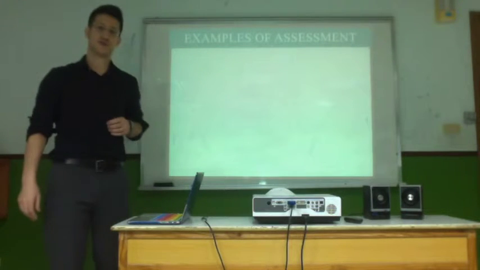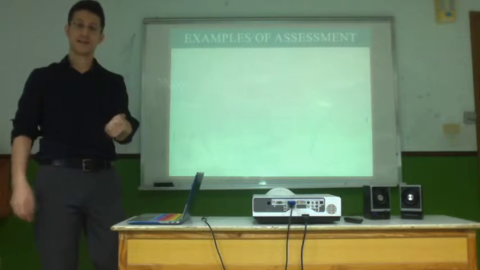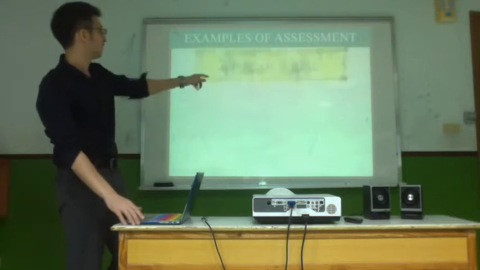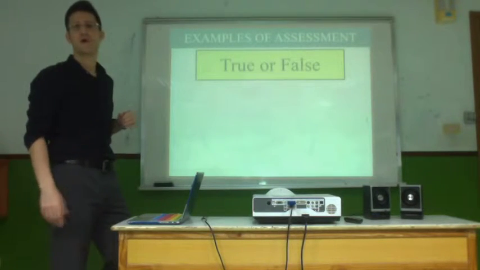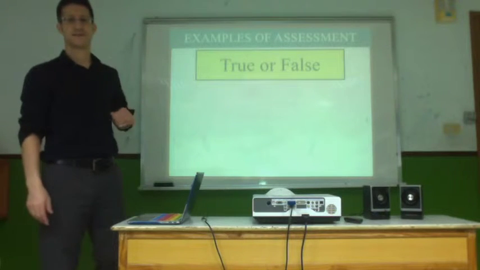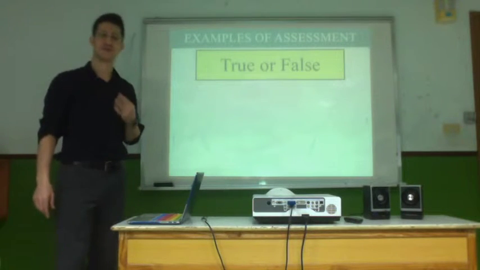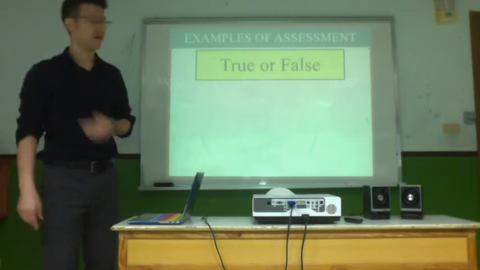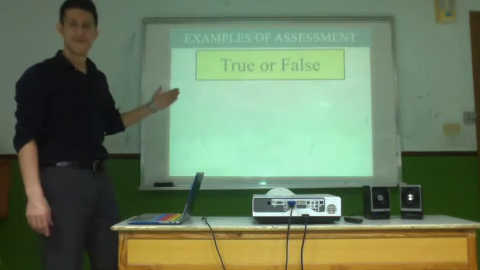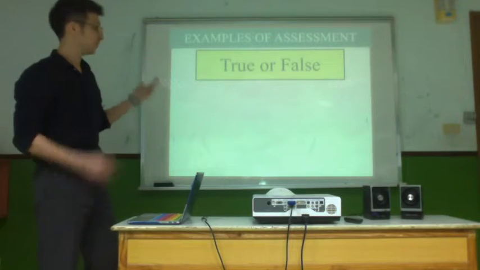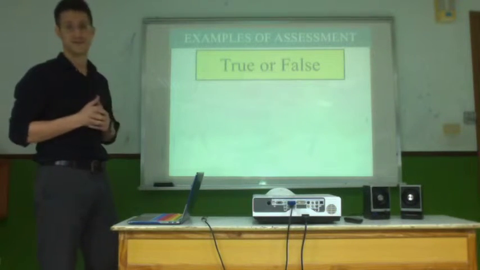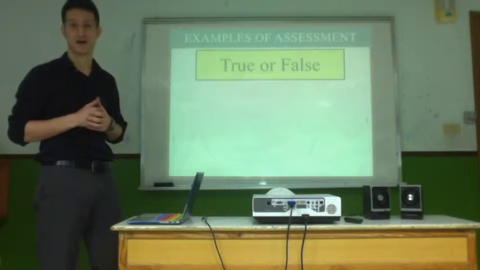Our next assessment strategy after completing the multiple choice example is going to be true or false. True or false is another very popular traditional type of assessment method that can be found in the classroom. The student has a 50-50 chance of receiving the correct answer. They also have a 50-50 chance of receiving the wrong answer as well.